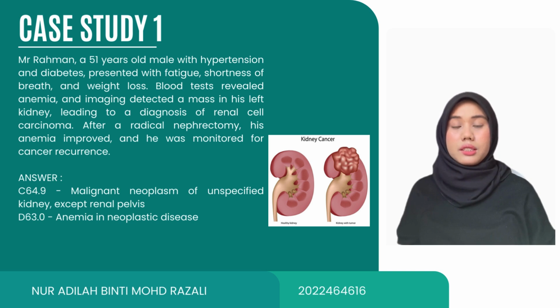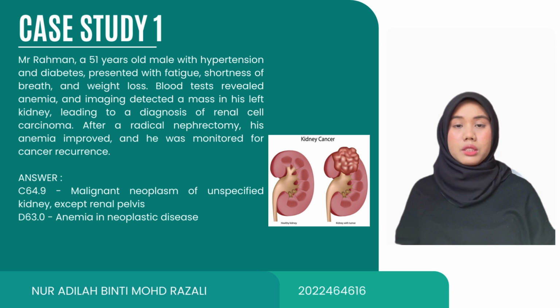C64.9 is used to specify the diagnosis of renal cell carcinoma, which is a type of kidney cancer. In this case study, a mass was detected in Mr. Rahman's left kidney and the diagnosis of renal cell carcinoma was made. Since the specific subtype of renal cell carcinoma is not detailed in this case, the unspecified code C64.9 is appropriate.